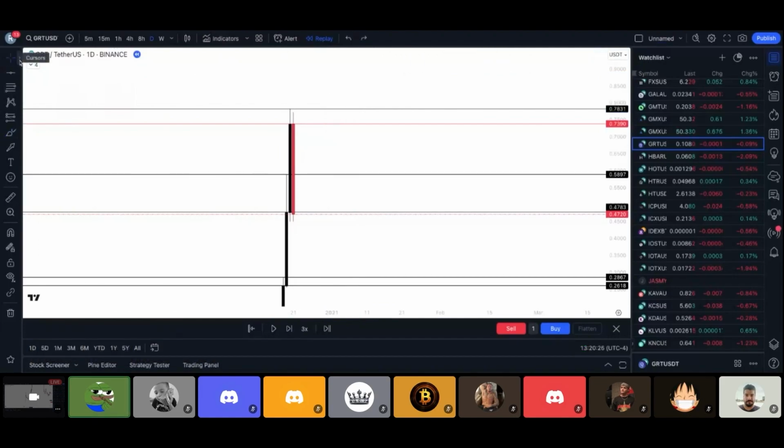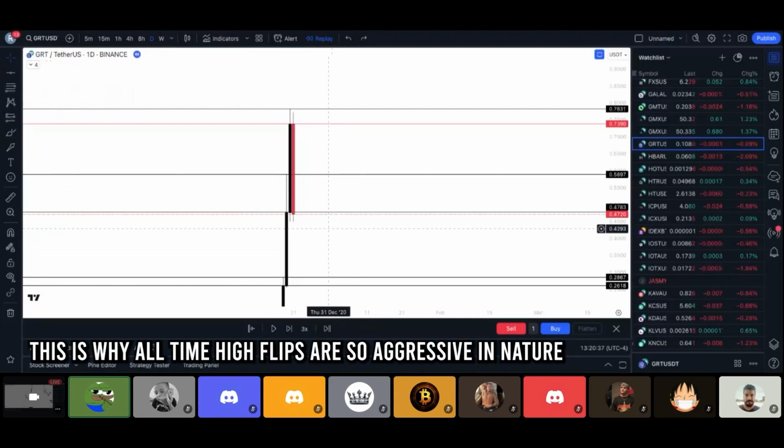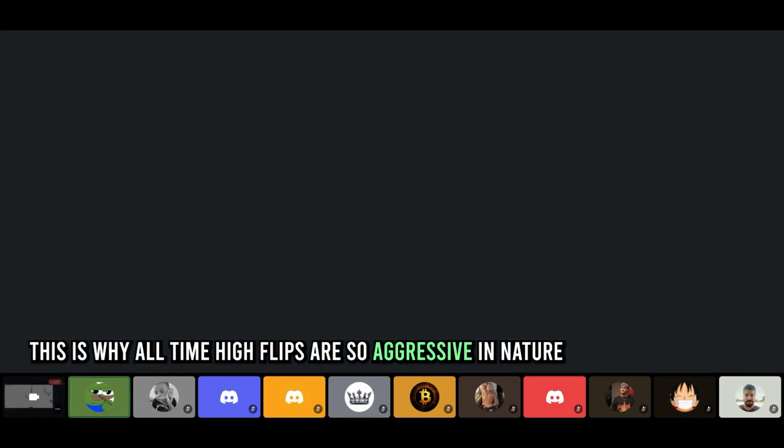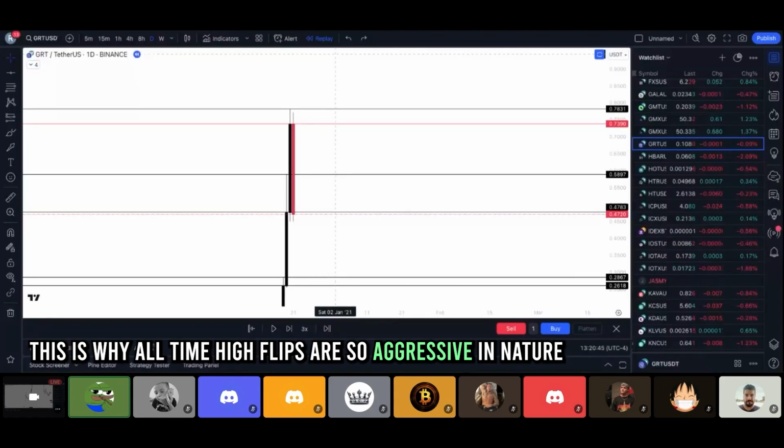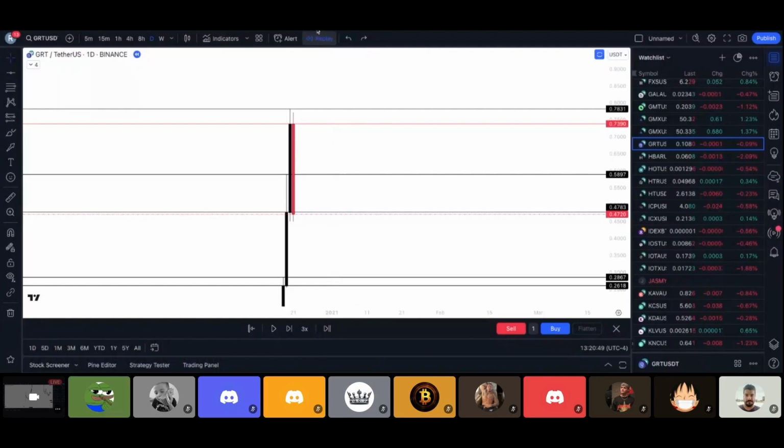The only type of resistance that people have are Fibonacci extensions. And yeah, they work, but they might be higher than what you anticipate. So when price is in price discovery, the reason why all-time high flips are very aggressive is because once price is in price discovery, you basically have an entry that could take you up however high people want to push the price up, okay?